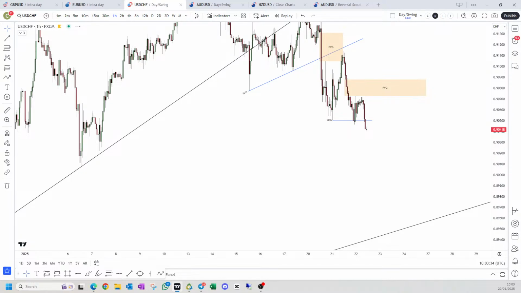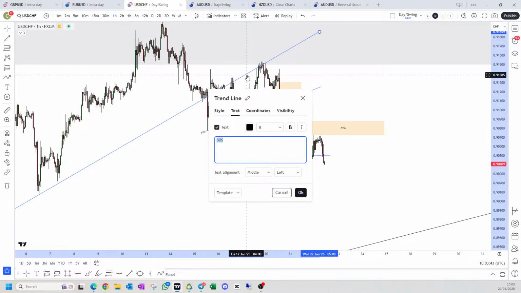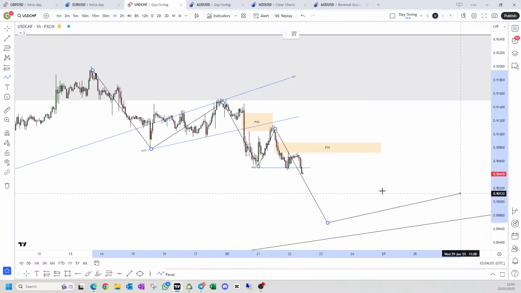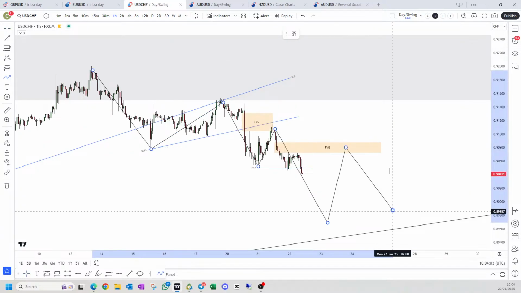This is our break of structure. That's our break of substructure, and now this is the third break of structure. So if we're looking at wave structure, we'll have 1, 2, 3, 4, 5 waves. You don't really want to keep trading too much more after those 5 waves.